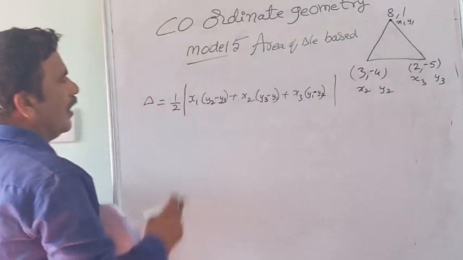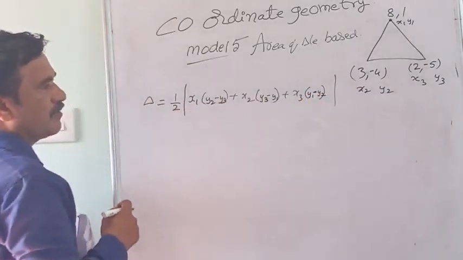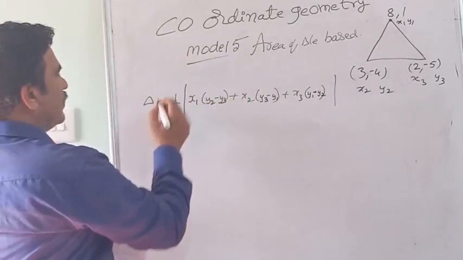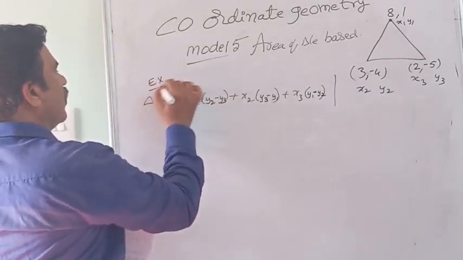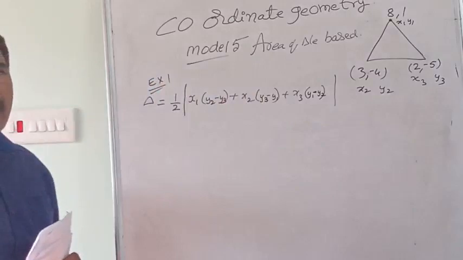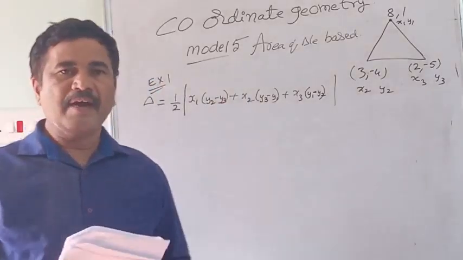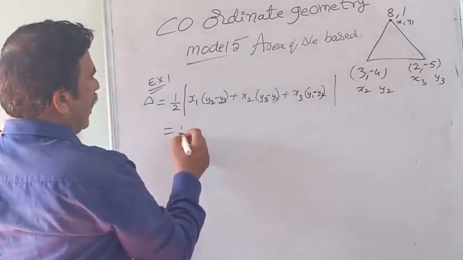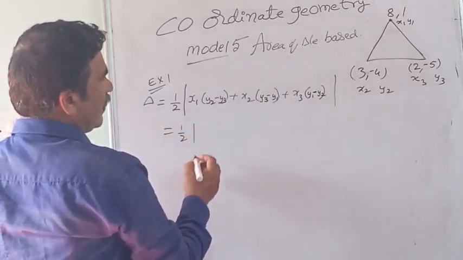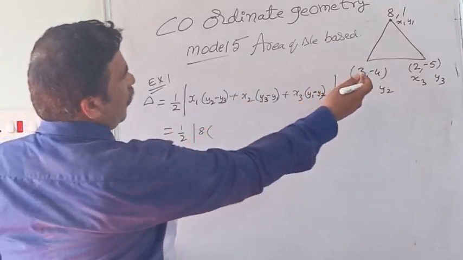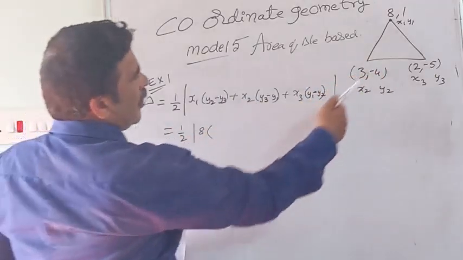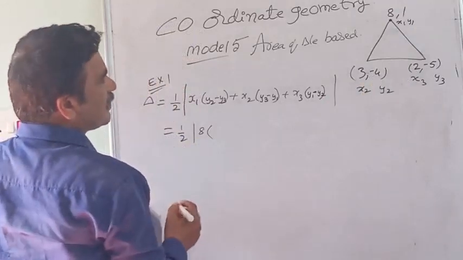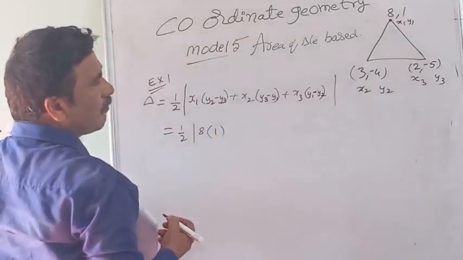Easy technique. x1 means y2 minus y3. x2 means y3 minus y1. First type, example 1: what he will ask is find the area of the triangle. Just substitute the values. Half into x1, how much? 8. y2 minus y3 is minus 4 minus of minus 5, that is plus 5. Answer is 1.